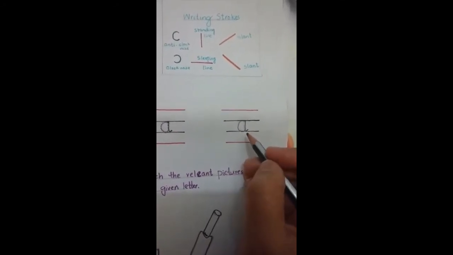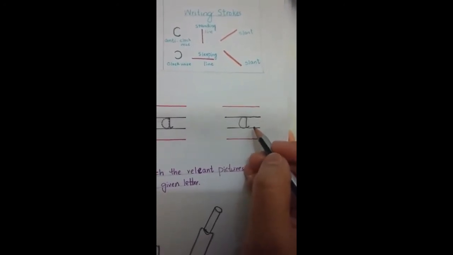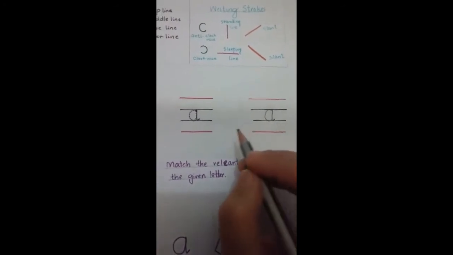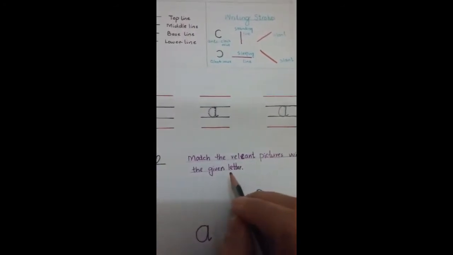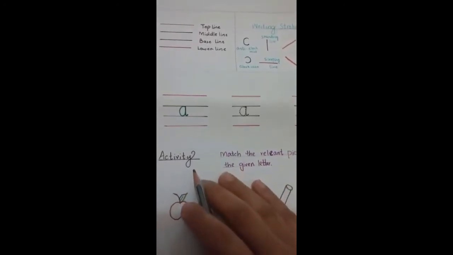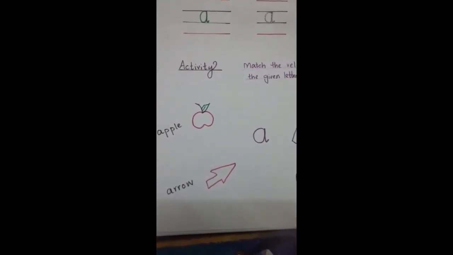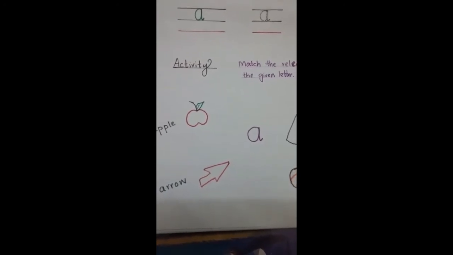This is a root letter. Okay, small a. Excellent. You have written small a. Now we will do an activity. Are you ready for it?